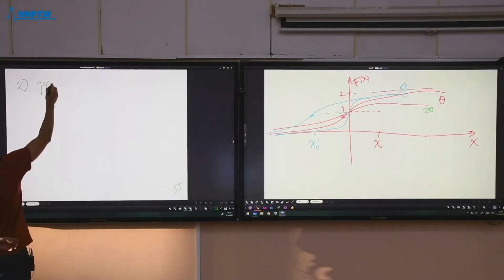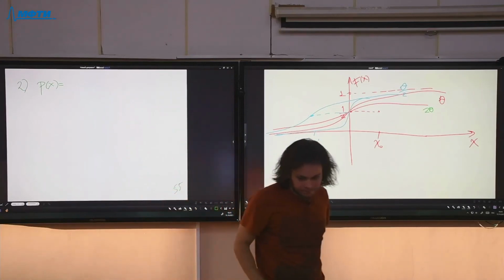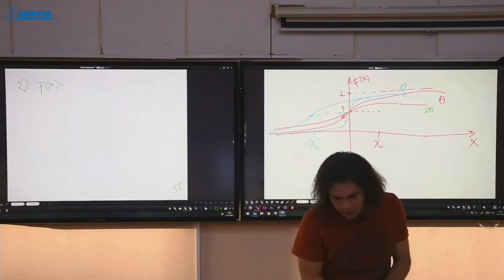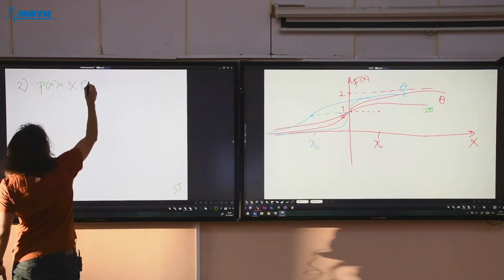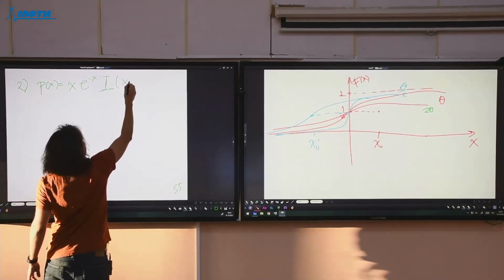So now we have the gamma distribution with parameters 1 and 2. This is x e to the minus x for every x which is greater than 0.